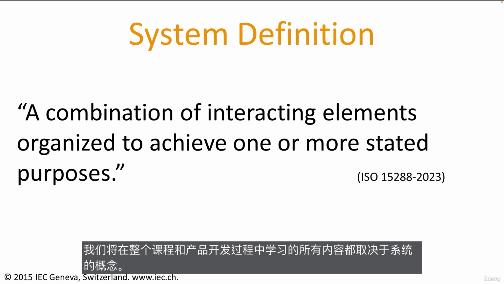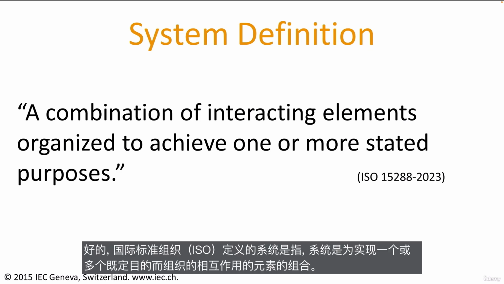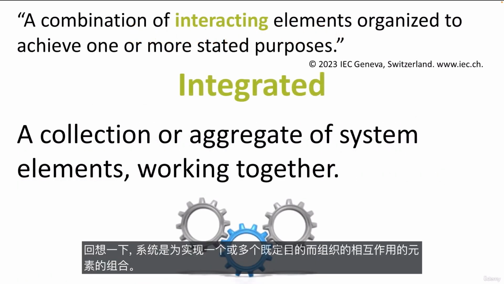Everything we will be learning throughout this course and through our product development efforts hinges on the concept of the system. So let's get this most critical subject out of the way first. There's no better place to begin learning about this subject than by defining what we mean when we use the word system. A system, as defined by the International Organization for Standardization, or ISO for short, is a combination of interacting elements organized to achieve one or more stated purposes.